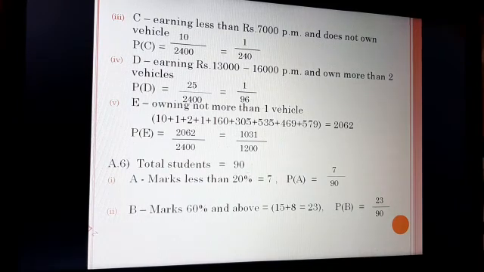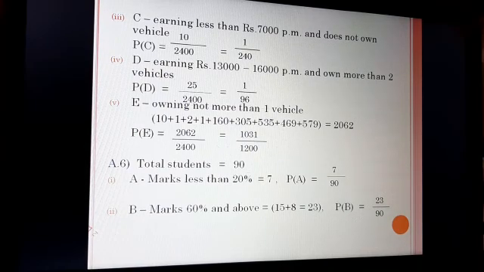This was again from lesson 14, the table, from which I have taken the details. So they have given a double question. In that, the students getting marks less than 20% in mathematics, there were 7 students. So the probability became 7 upon 90.